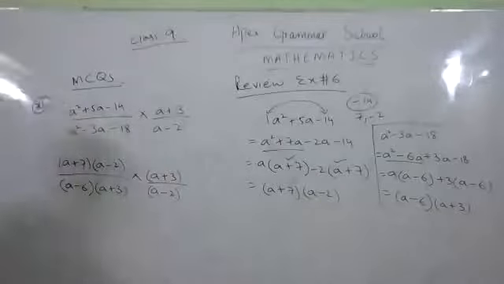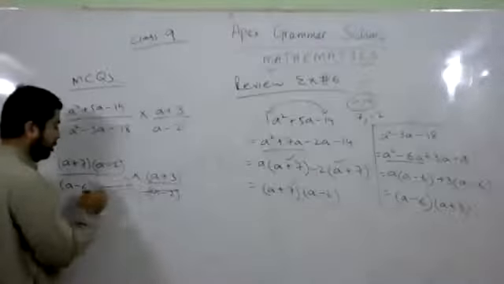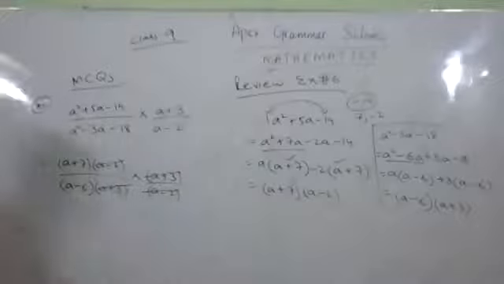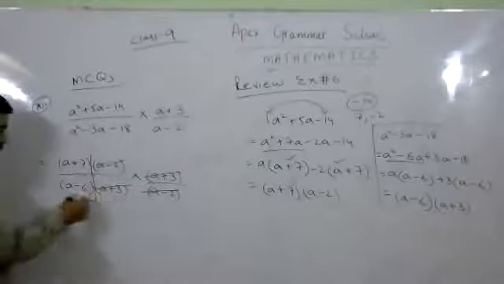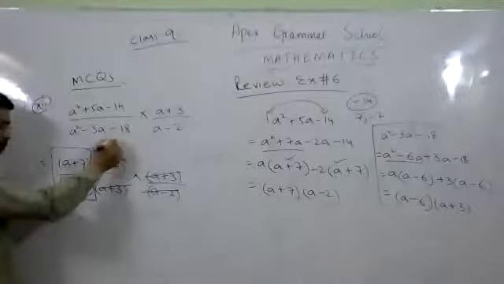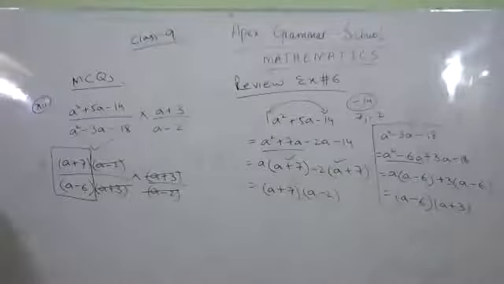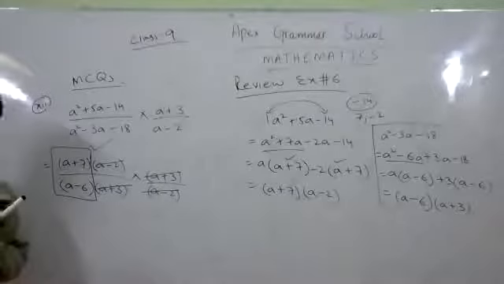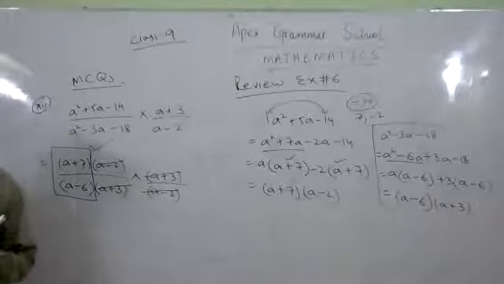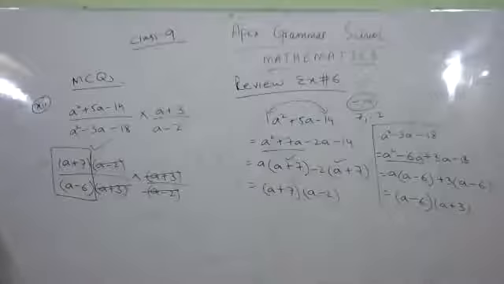Now cancel them, A minus 2 with this A minus 2, A plus 3 with this A plus 3. And you are left with only this part. This will be your correct option. A plus 7 over A minus 6, that is option A. This is your answer. Now 13 and 6.